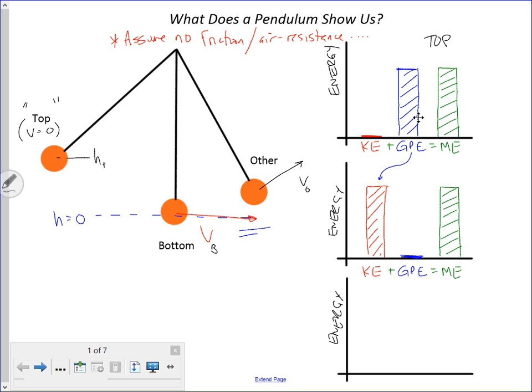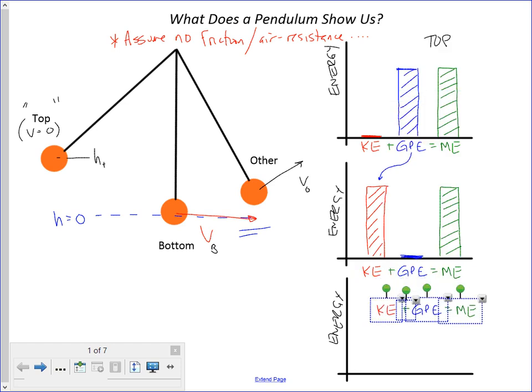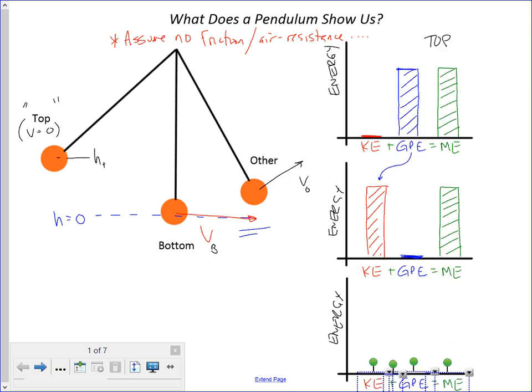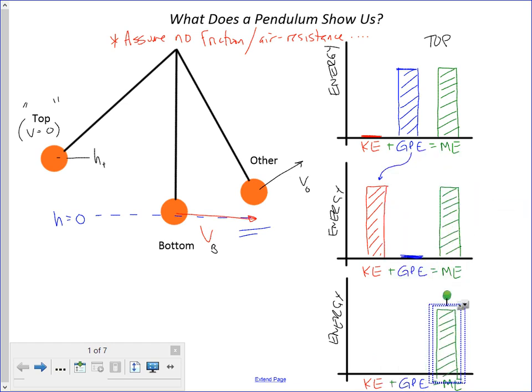And we can keep these guys, clone, clone, clone, put these down here. The only thing we can say for sure now is that this still remains constant, the total amount of mechanical energy. Again, assuming none of those inconvenient factors like friction and air resistance. So now what?